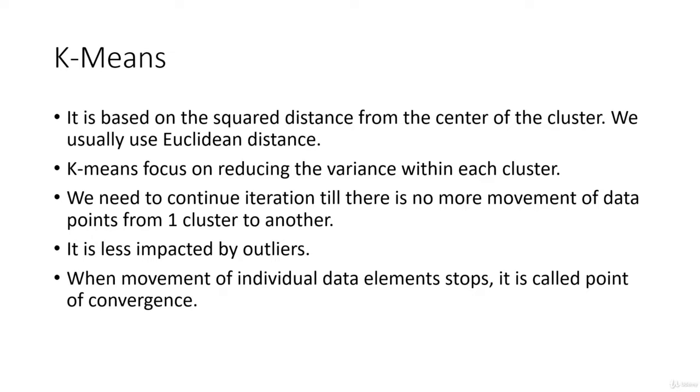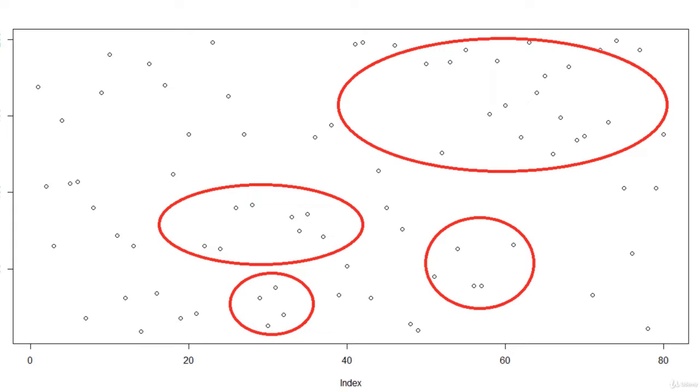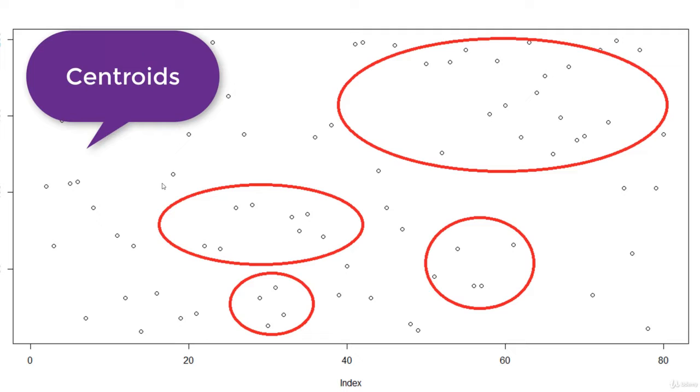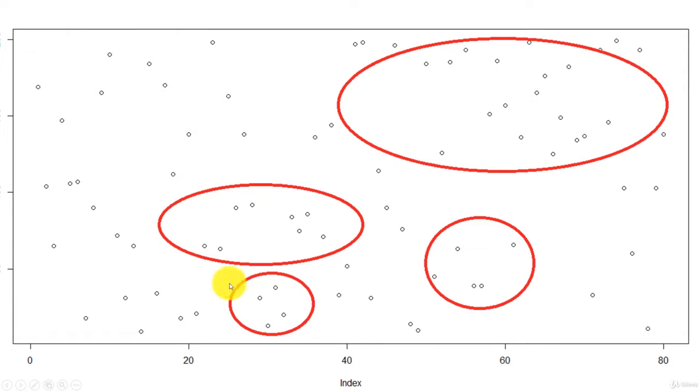Let's understand this with the help of this diagram. Here we have 4 clusters. In iteration 1, our algorithm will create 4 points on this entire plot. These points will act as a nucleus. They are called centroids, meaning they are the center of these clusters. And then it will allocate the data points to these individual clusters. This is iteration 1.